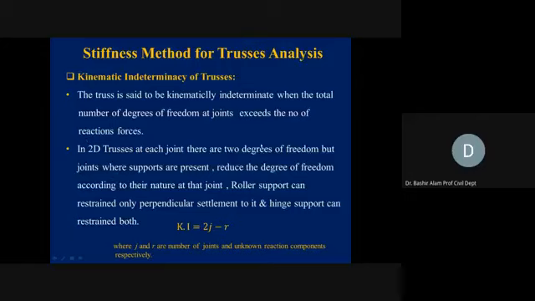But joints where supports are present reduce the degree of freedom according to their nature at the joint. Now, what will happen if we have a roller support? A roller support can restrain only the displacement perpendicular to it, and a hinge support can restrain both.